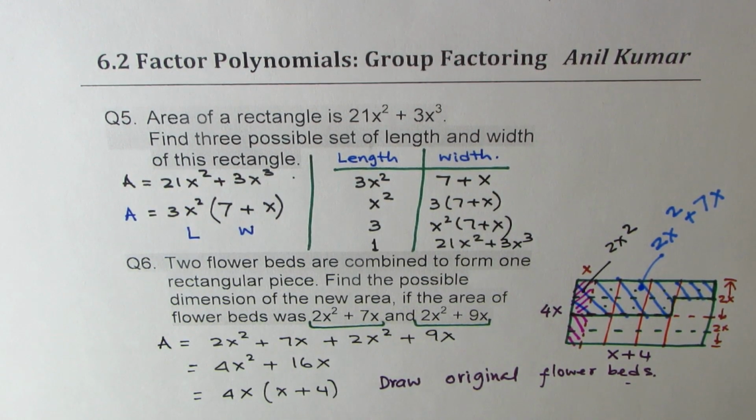Correct? As far as the other flower bed is concerned, you can see the remaining portion is basically 2x squared plus 9x. This is the extra one, right? So 8 and 1, 9. So that is how you could actually combine these flower beds and get your result if required. Perfect. Sometimes we may twist the question and ask you to provide the layout. So that could be a possible layout. I hope you understand and appreciate it.